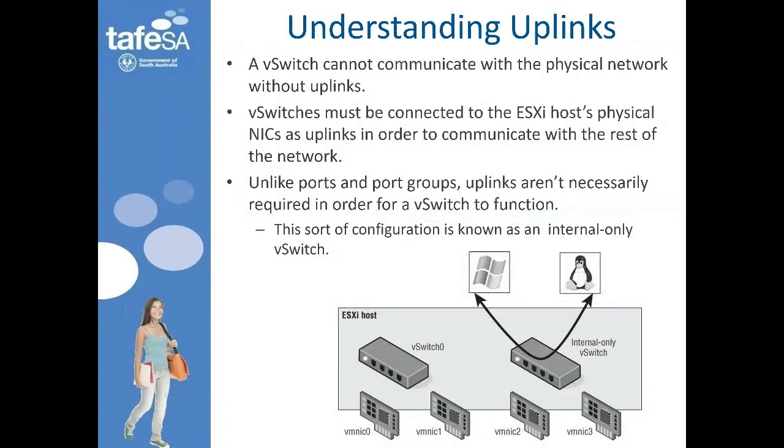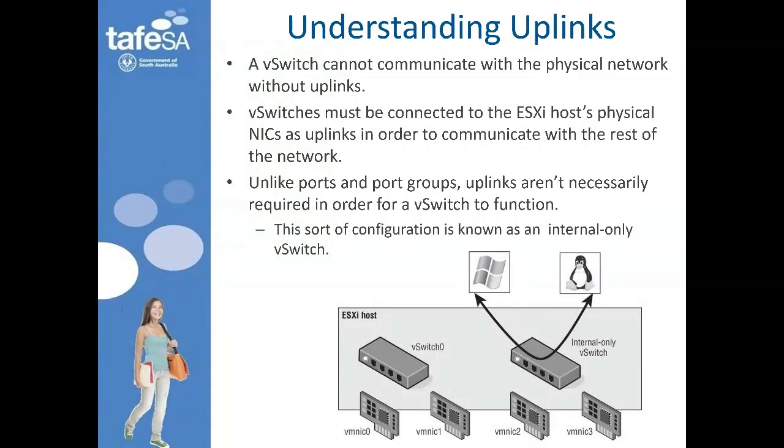Understanding uplinks. So a virtual switch cannot communicate with the physical world unless it's uplinked, plugged in to the physical world. So virtual switches must be connected to the ESXi host's physical adapters as uplinks in order to communicate with the rest of the world. Makes sense, doesn't it? How does it jump from the virtual world into the physical world unless it uses the physical network card?